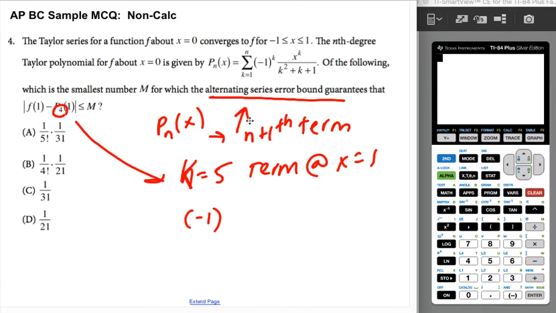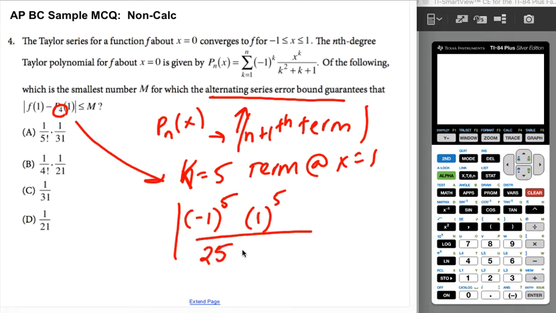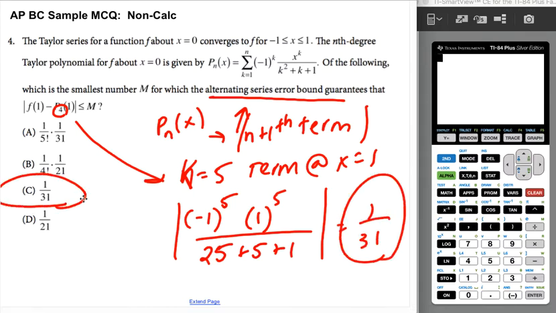It's in the absolute value, right? It's the absolute value of the nth term. So -1 to the 5th, 1 to the 5th, because that's what my x is here, is a 1, over 5 squared plus 5 plus 1. So this is definitely 1 over 31, and that's the limit of the error.